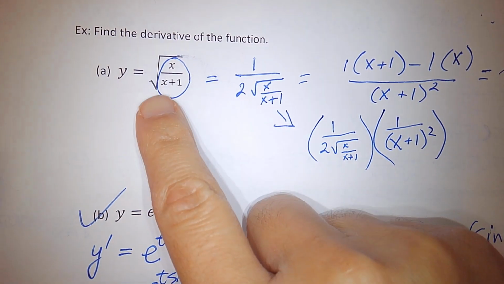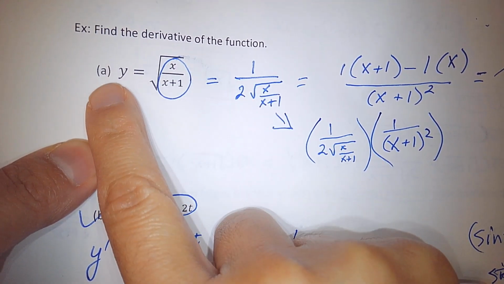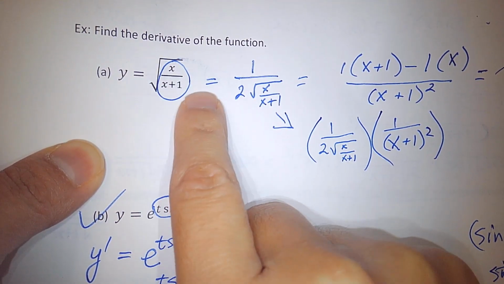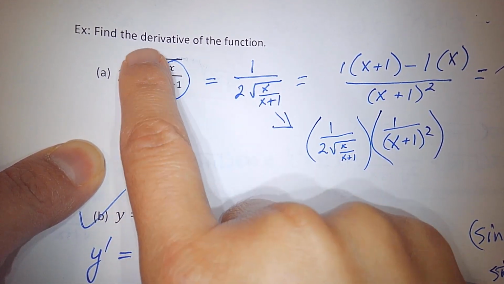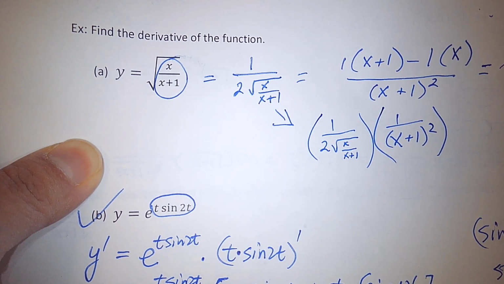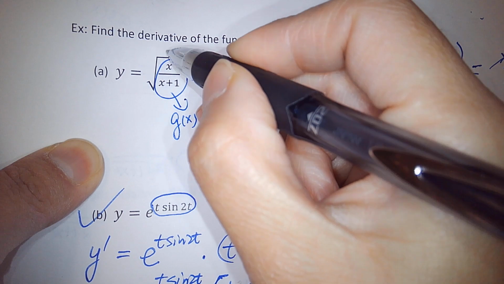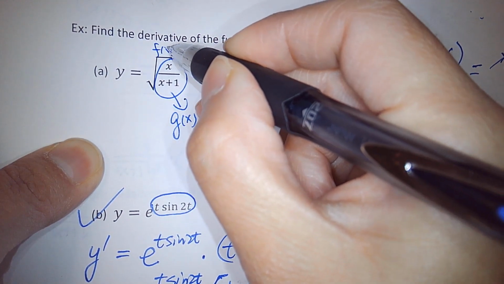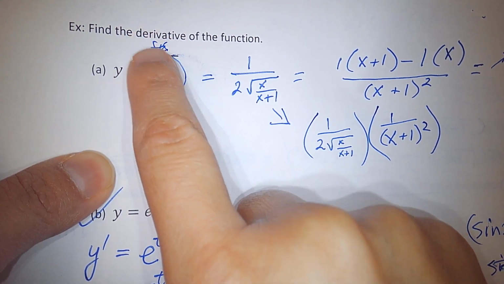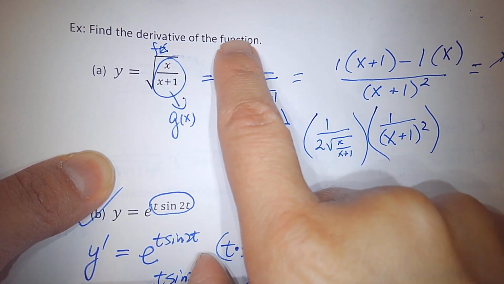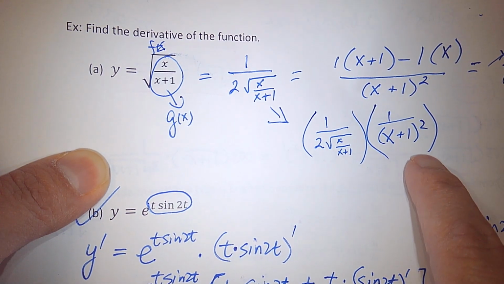Okay. This is a really tricky question. It's not easy. So find the derivative of this function y equals square root of this whole thing. So square root of a function, we consider this as the outer one, this inner function, x over x plus 1, we consider as our g, and the square root is our f. So by using the chain rule, we're going to differentiate f at g of x, then times what? Derivative of g of x, right?